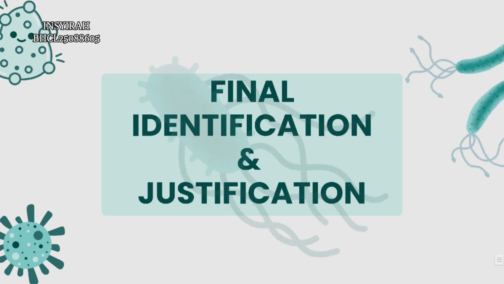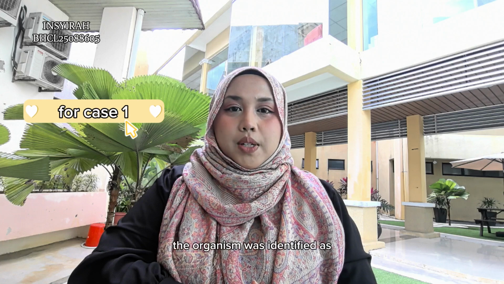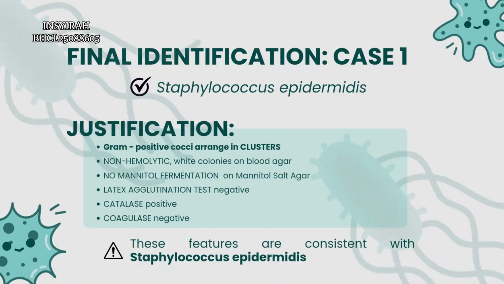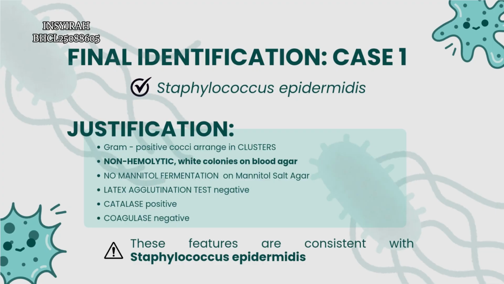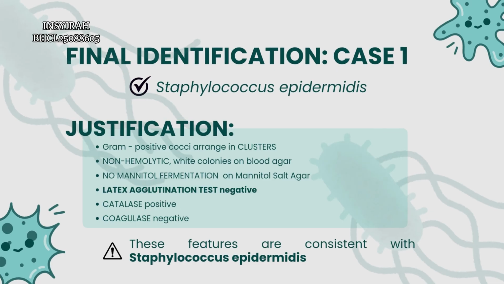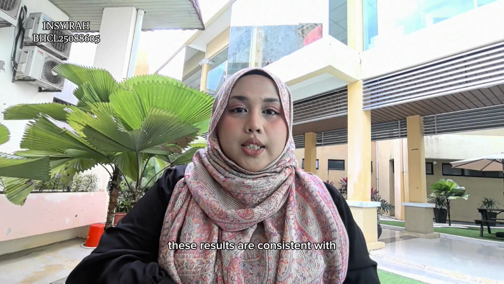Next is species identification and justification for two bacterial cases. For case 1, the organism was identified as Staphylococcus epidermidis. The Gram stain showed gram-positive cocci arranged in clusters. On blood agar, the colonies were white and non-hemolytic, which means there was no breakdown of red blood cells. On MSA, the organism showed no mannitol fermentation. The bacteria was catalase positive but coagulase negative. The latex agglutination test was also negative. These results are consistent with Staphylococcus epidermidis.